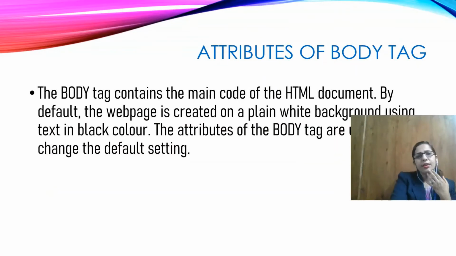Now next is the attributes of the body tag. The next topic of your book is that the body tag contains the main code of the HTML document. By default, the web page is created on a plain white background with black text. The text is black and the background is always white. We have some attributes by which we can change the color of the background and text.